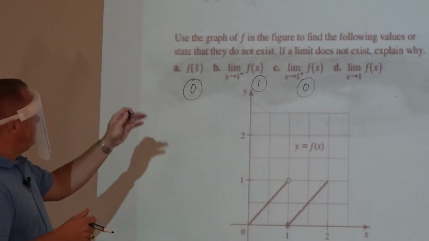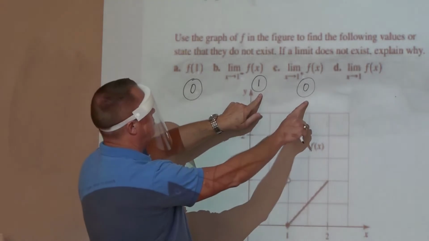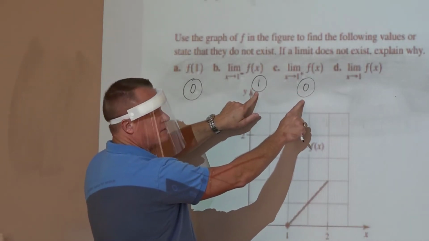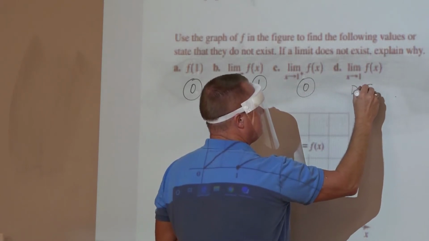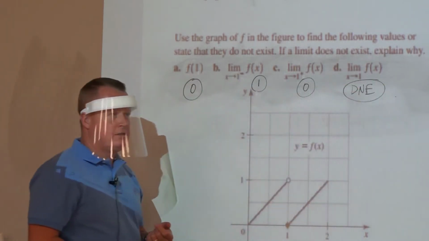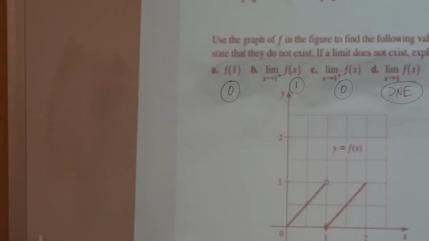Now, the left-handed limit exists, the right-handed one does, but they're not the same. It's approaching 1 from the left and 0 from the right. It's not approaching the same thing. So this does not exist. Very important concept. Questions about that?